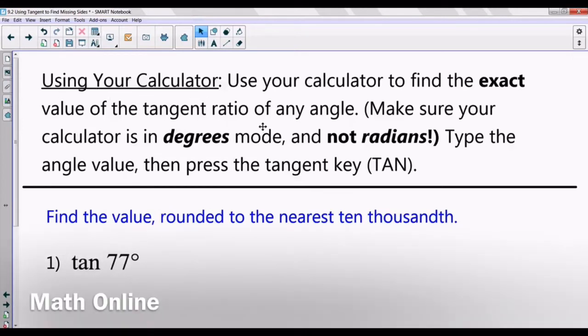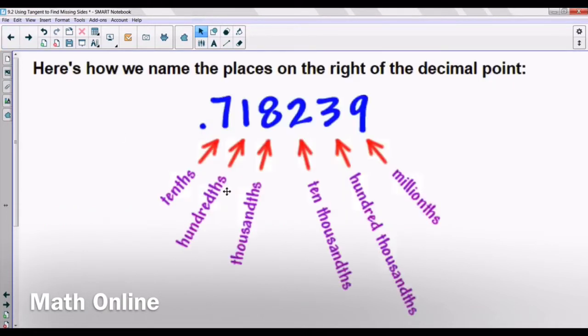Use your calculator to find the exact value of the tangent ratio of any angle. Make sure your calculator is in degree mode and not in radians. It must be in degrees, otherwise you're going to get the wrong answer. Type the angle value, then press the tangent key. The question says, find the value rounded to the nearest ten-thousandth. So that means we need how many decimal places? Let's go back to our slide: 1, 2, 3, 4, ten-thousandths. So that's 4 values, but I'm actually going to focus on the 5th value as well. You'll see why in a second. So let's go back to the question.